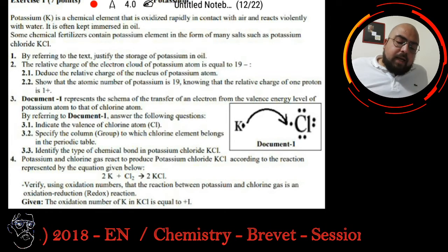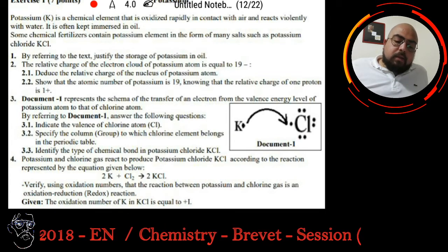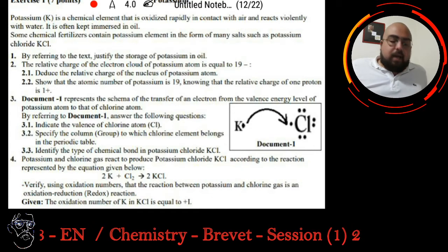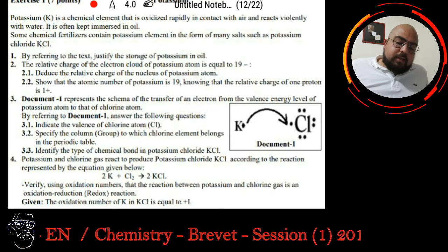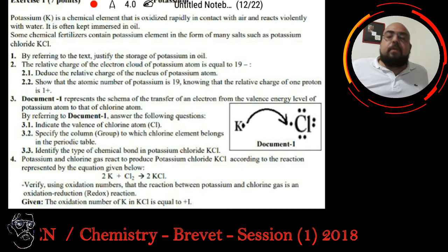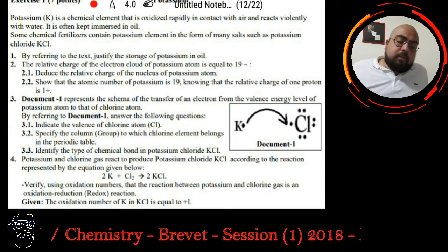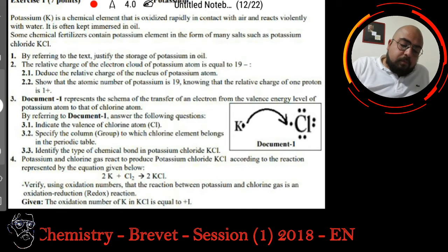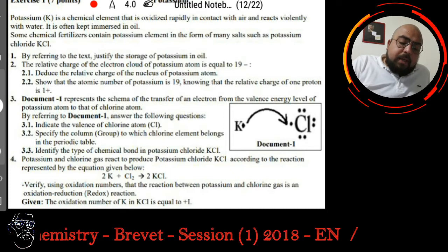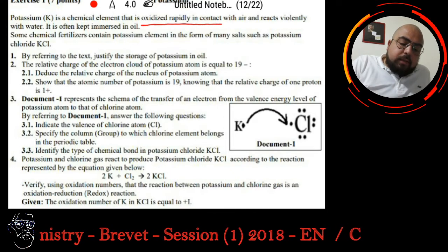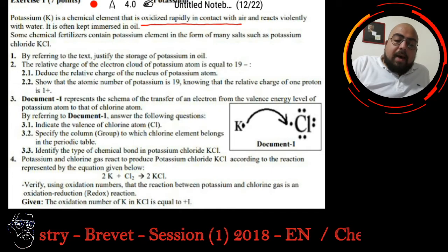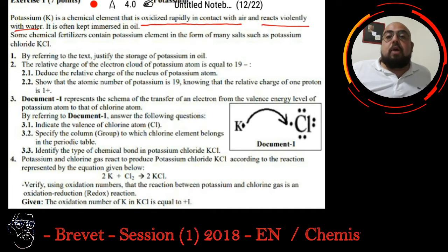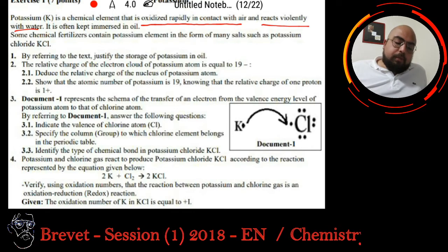Some chemical fertilizers contain potassium element in the form of many salts, such as potassium chloride, KCl. By referring to the text, justify the storage of potassium in oil. Very simple. You simply have to say that K, the element, can be oxidized rapidly when in contact with air and reacts violently with water. That's why it needs to be conserved immersed in oil.